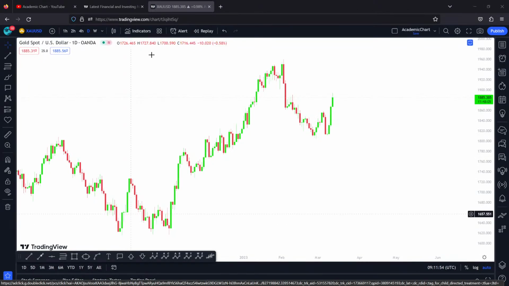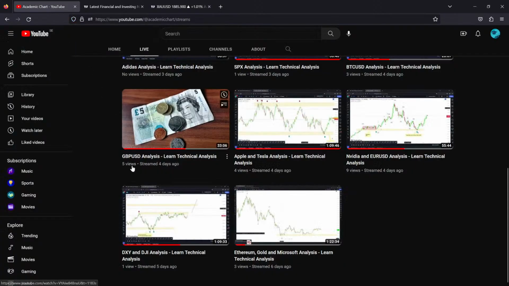I am back with another analysis. As you can see, this is a gold chart on my screen. I had exactly the same analysis on these charts about one week ago, with Ethereum and Microsoft as well.